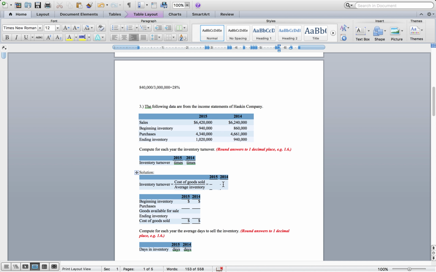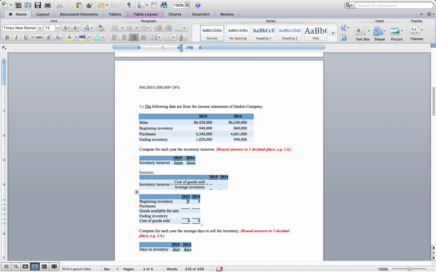Go down to the next one now. Number 3 says compute. The first thing it asks for is compute for each year the inventory turnover. Now remember, to get inventory turnover, we have to follow the formula. It'll be cost of goods sold divided by average inventory. To get average inventory, you take your beginning inventory plus ending divided by 2. But before we go any further, you calculate our cost of goods sold for each one.